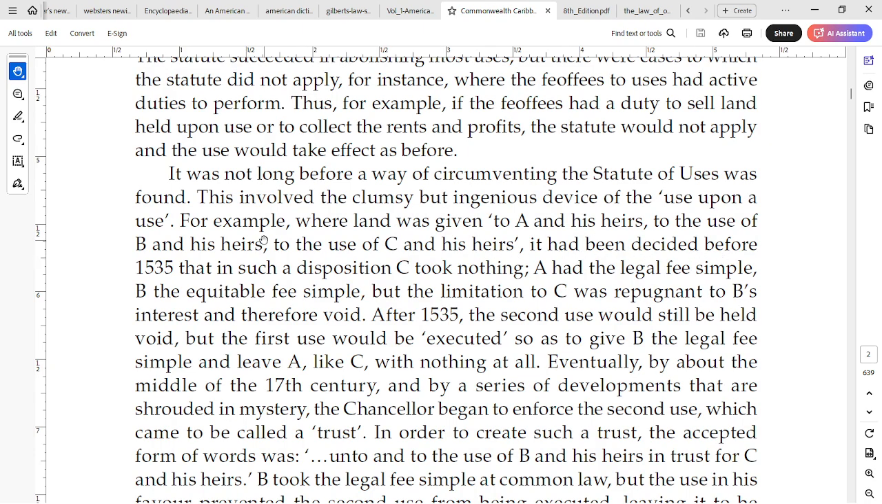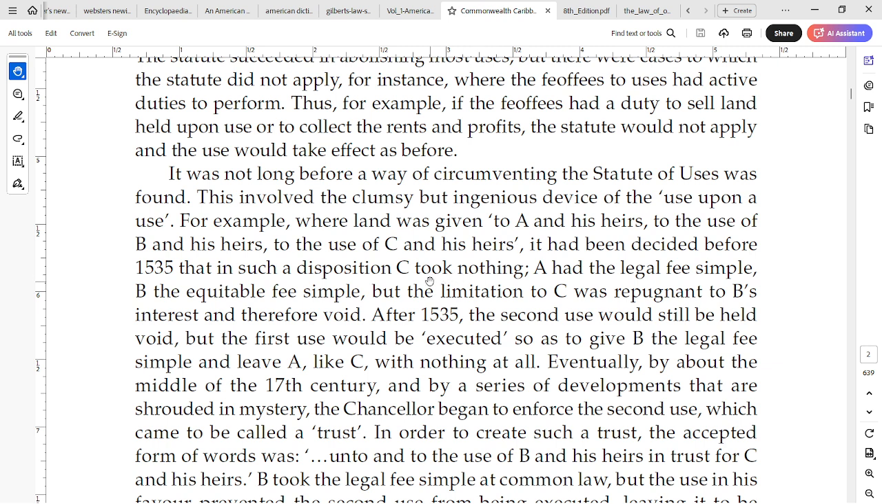It had been decided before 1535 that such a disposition, C took nothing. So before 1535, the use upon the use, where A took the property to the use of B, and then B to the use of C, it was decided, and decided tells us that this was a court matter. This was decided in court. This word here, decided, states that this was a matter that came before the common law court, and was decided before 1535 that in such a disposition, C took nothing.